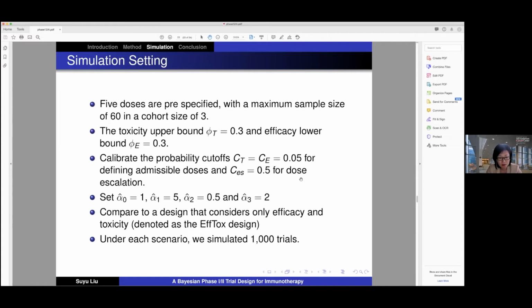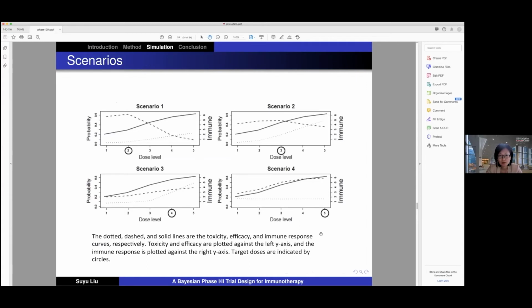And we set the prior estimates for the Emax model alpha parameters like this. And as a reference, we compare the proposed design to a design that only considers efficacy and toxicity outcomes, and we call it the F-tox design. And under each scenario, we simulate 1,000 trials. So these are the four scenarios I'm going to show you in the simulation results.